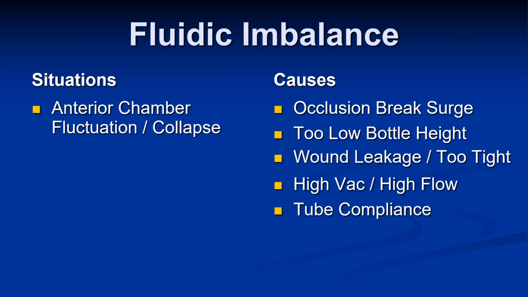Fluidic imbalance can happen during aspiration. The anterior chamber may fluctuate or even collapse. The possible causes may be occlusion break surge, too low bottle height, wound leakage or too tight, high vac, high flow settings, aspirating tube compliance.